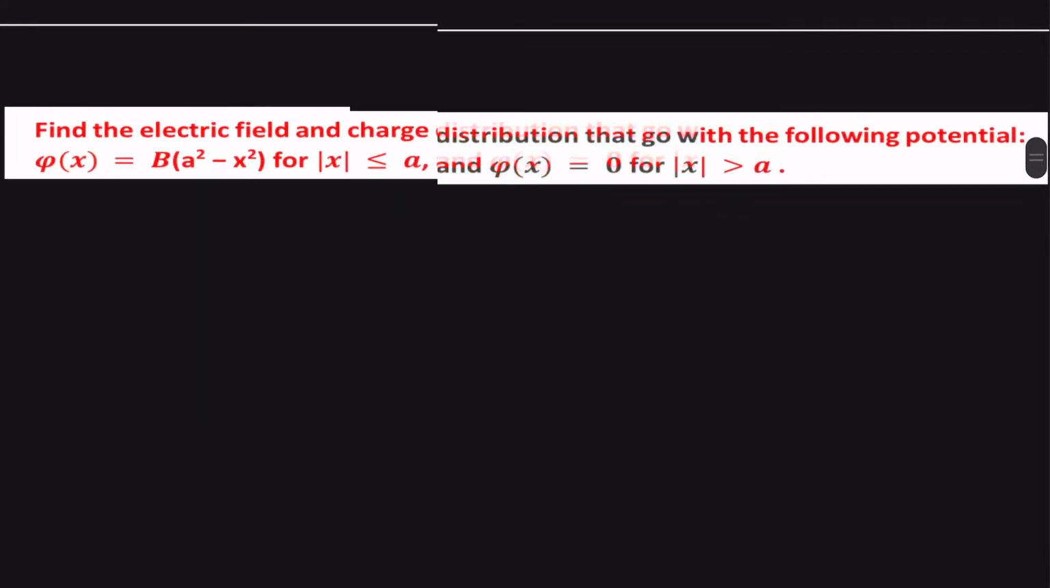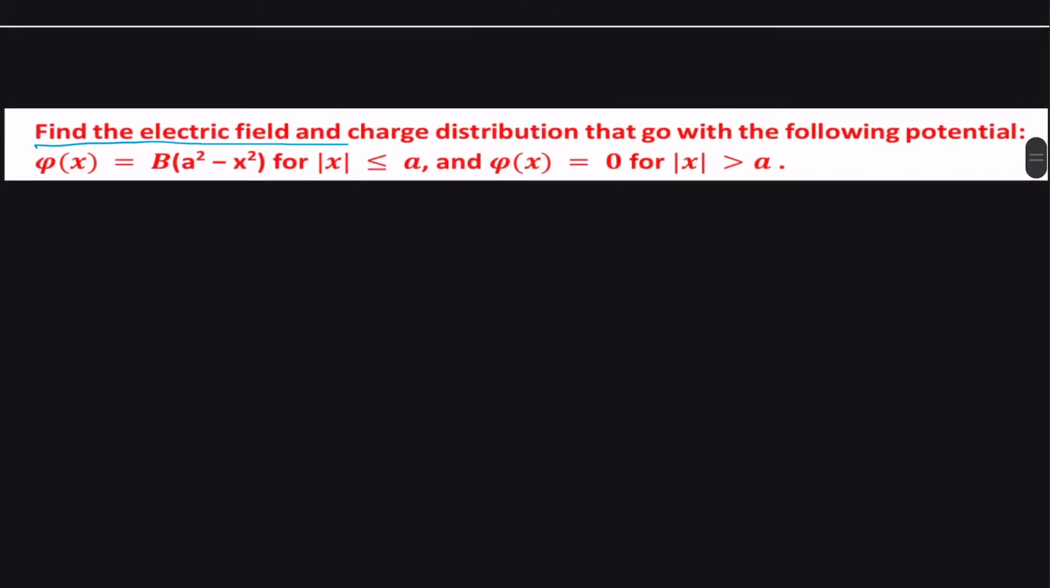In this question it is given, find the electric field and the charge distribution that go with the following potential equation. Phi of x is equal to b a square minus x square for x less than or equal to a, and phi of x is equal to 0 for x greater than a. And in this case, the only difference between the first question and this is, here we are directly given the equation. In the first question we framed the equation based on the graph. That's a major difference. The rest of the things we have to solve.